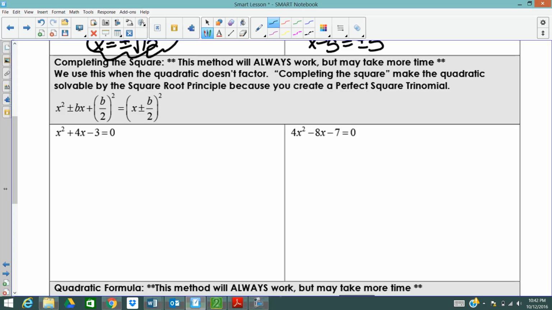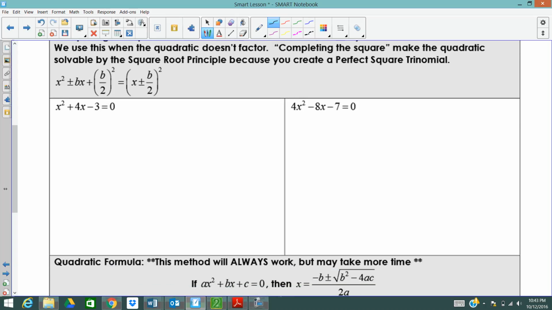So completing the square is another method. This method will always work, but may take more time. We use this when the quadratic does not factor. Completing the square makes a quadratic solvable by the square root principle, because essentially you're creating a perfect square trinomial. So what we're going to do when we solve by completing the square, any constant, move over to the right side.